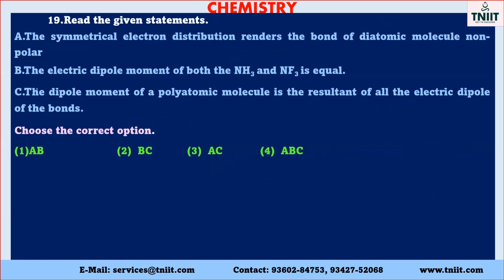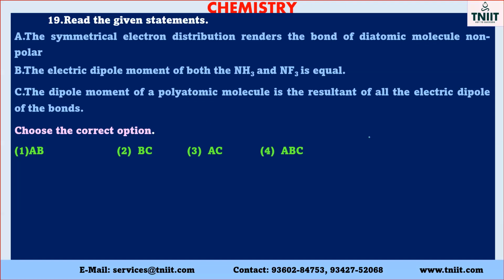The next question: read the given statements. The symmetrical electron distribution renders the bond of a diatomic molecule non-polar. The electric dipole moment of NH3 and NF3 is equal. The dipole moment of a polyatomic molecule is the resultant of all the electric dipoles of the bonds. Choose the correct option.